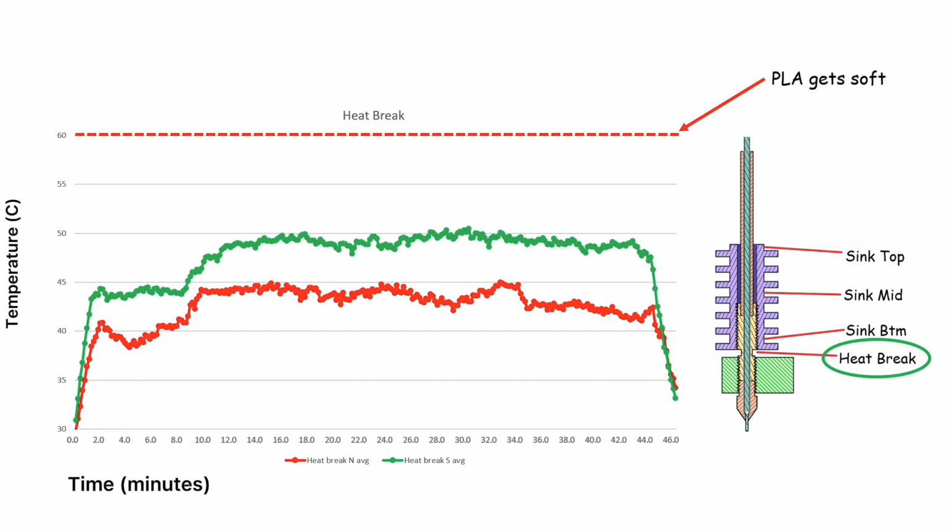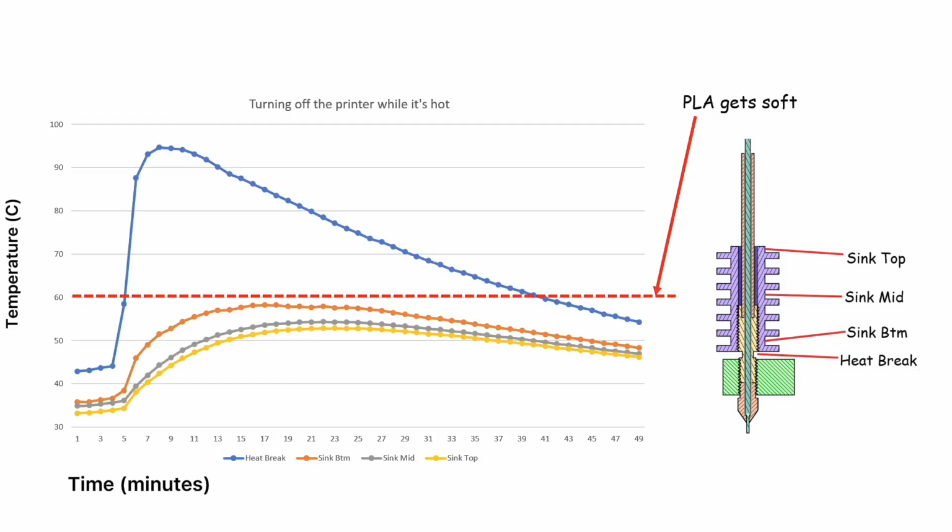So even though in all of our printing and testing, we found none of the temperatures even got close to the point where PLA gets soft, I did find one scenario where this is a concern. Actually, if you turn off your 3D printer while it's heated up without giving it a chance to cool down, we can see the temperatures spike pretty drastically. And we're seeing that the heat break temperature is reaching almost 100 degrees Celsius. And this spike is going to happen regardless of which fan you're using. So if there's ever a point where your cold end is going to get heated up and cause damage or cause a jam, I think this would be it.